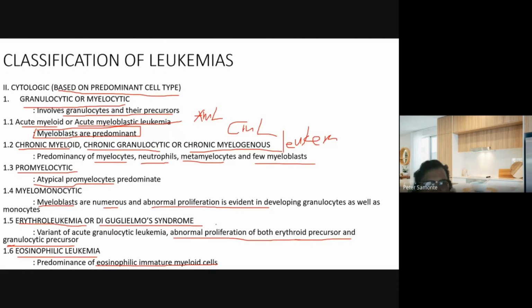Again, pag AML, myeloblast ang madami. Kapag CML, myelocyte, metamyelocyte, and neutrophils ang madami. Promyelocytic leukemia, we have your atypical promyelocytes. Myelomonocytic, myeloblasts are numerous, as well as abnormal proliferation in developing granulocytes as well as monocytes. Kapag erythroleukemia or de Guglielmo, both erythroid and granulocytic precursor. And your eosinophilic, we have your eosinophilic immature myeloid cells.